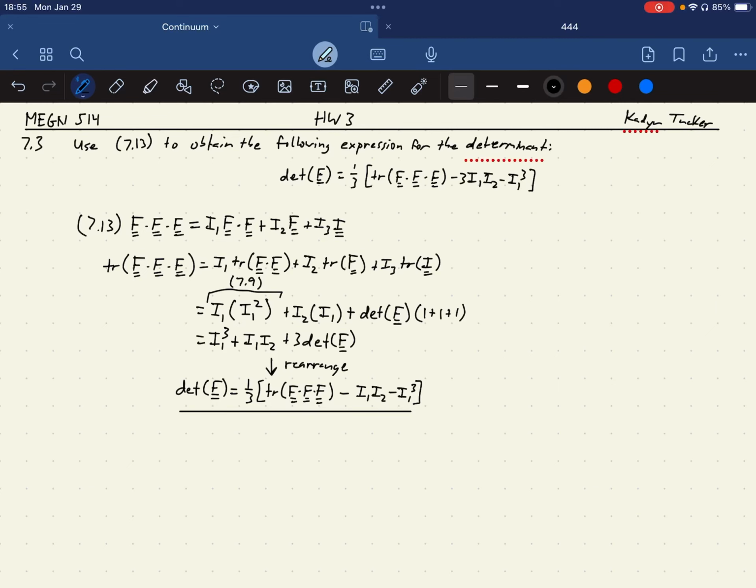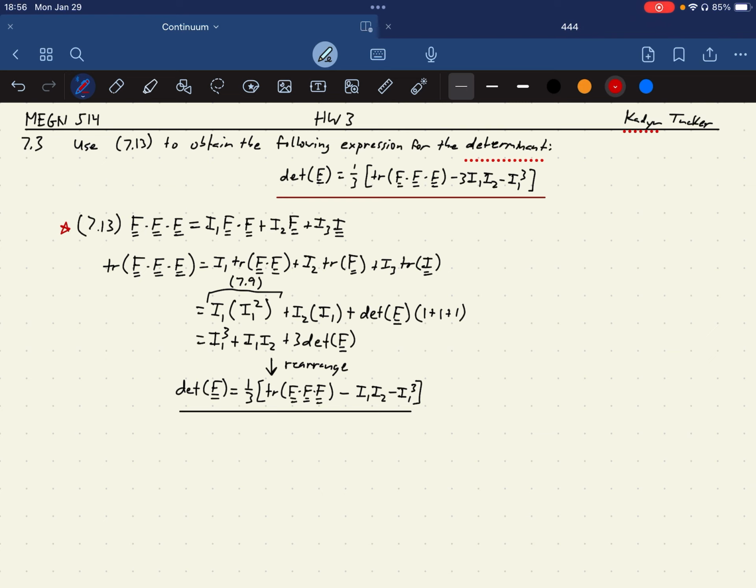So in problem 7.3, we're asked to use equation 7.13 given in the textbook to obtain the following expression for the determinant. So that expression there. So very obviously, we just start out with equation 7.13, and that gives us an equivalent expression for the triple dot product of the tensor F.